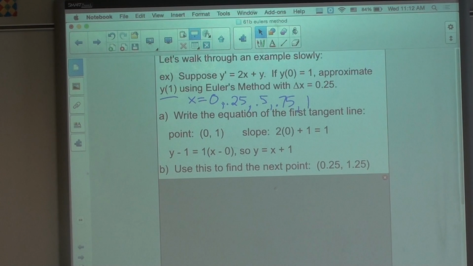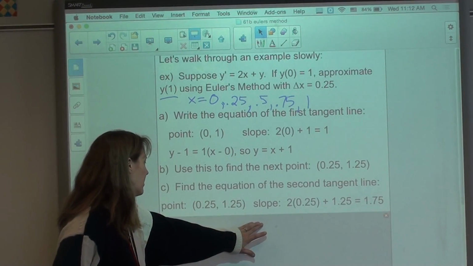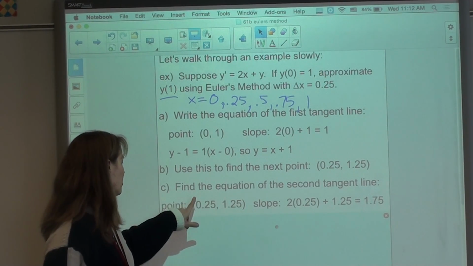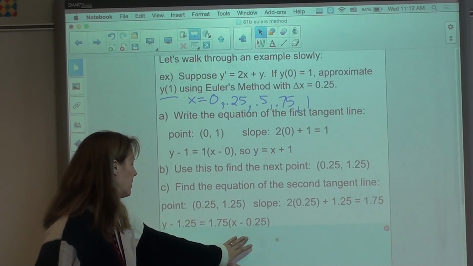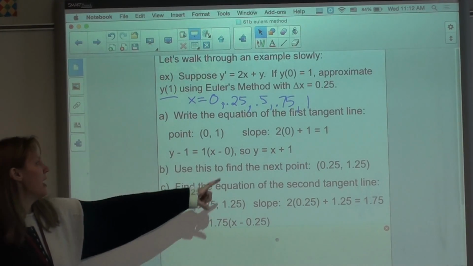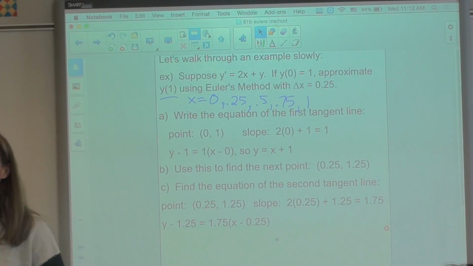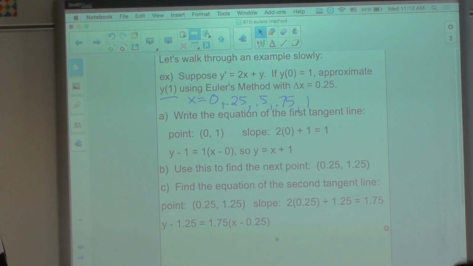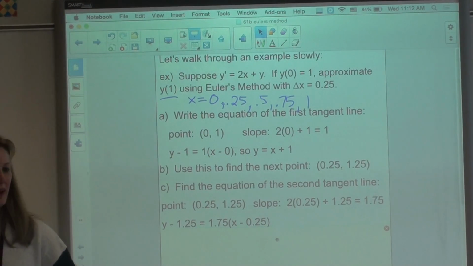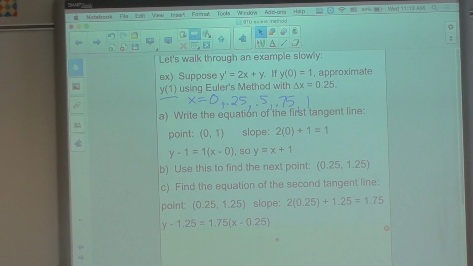So once you get your next tangent line, you plug in the next x value. You've got your point, you've got your slope, there's your next tangent line, and now you're going to plug 0.5 into it to get the next point, and then use that to get the next slope, and then write the next tangent line. You just keep going until you finally end up with the x equals 1 that you can plug in. So everyone see if you can take this all the way to the end.